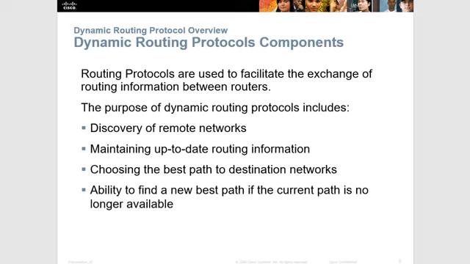So, dynamic routing protocol components. Of course, they're used to exchange routing information. They discover remote networks, maintain up-to-date routing information in case anything has changed, a new network has been added, whatever could have happened to alter the network. They choose the best path to destination networks based on whichever metric that particular protocol uses, whether that's bandwidth or hop count or whatever. And they can find a new best path if a path is no longer available. So that's what dynamic routing protocols will do for you, rather than you having to configure a new path on your own.